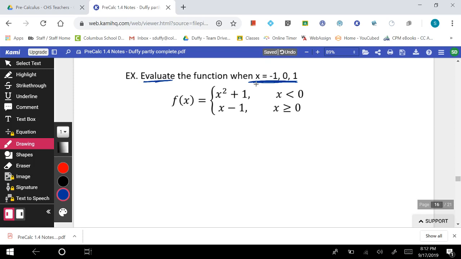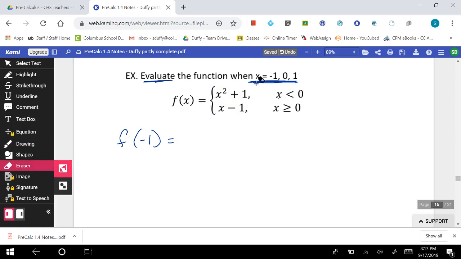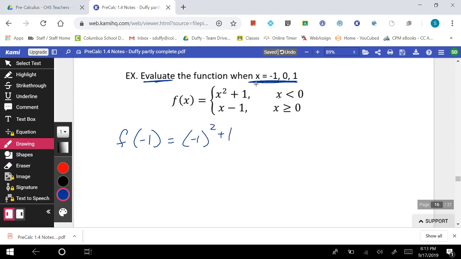So we are going to do f of -1. Now, you ask yourself, which one of these two equations do I have to plug it into? And you say, well, -1 falls into the domain x is less than 0, because -1 is less than 0. So that means I have to use that equation. I'm going to plug in -1 into x squared plus 1. And -1 squared is 1, plus 1 is 2. So you would say f of -1 equals 2.